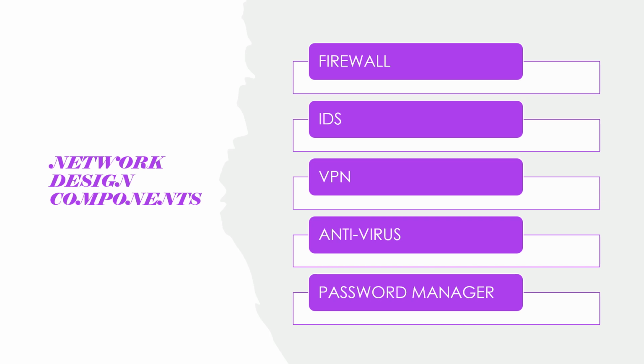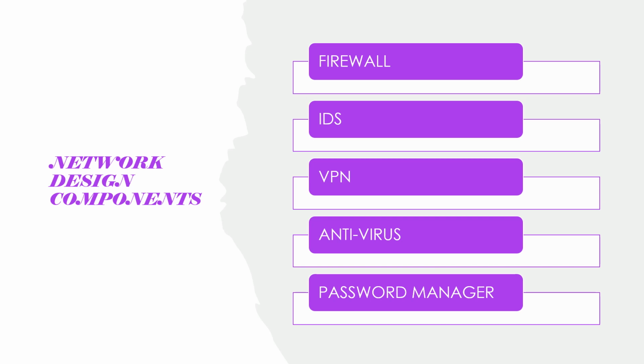So there are many different network design components that are important to utilize, each part for a complete overall protection of your network. The firewall is the first line of defense. It's used to protect the network from external threats.